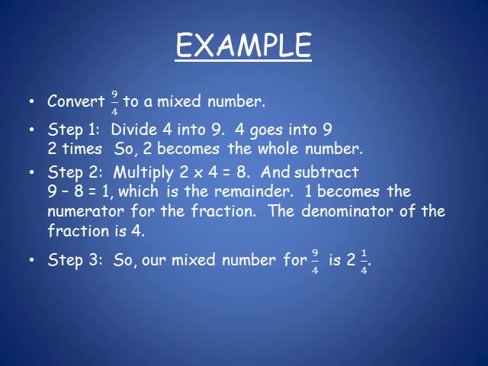So this is kind of similar to what we did before. That denominator always stays the same. So step 3, we just put it all together, and we notice that our mixed number for the improper fraction 9/4 is 2 1/4. 2 is our whole number, 1/4 is our fraction.